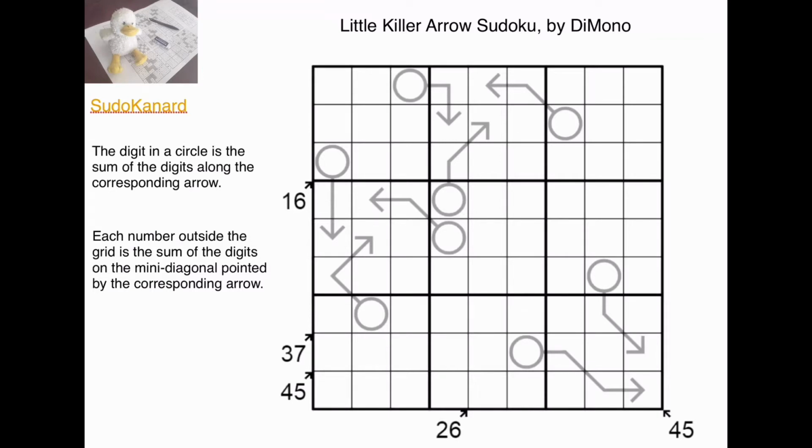And so I assume you're familiar with little killer Sudoku rules and arrow rules. If you wish, you can have a look. I've written the rules here. So, how do you begin this? Well, what I thought was, let's have a look at those two mini diagonals. What are the digits on those?